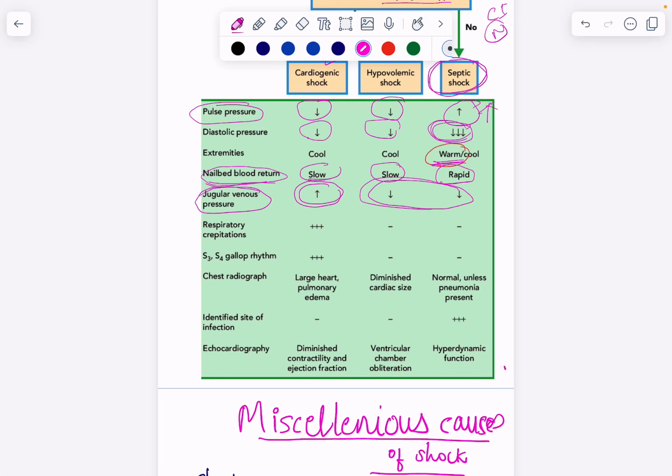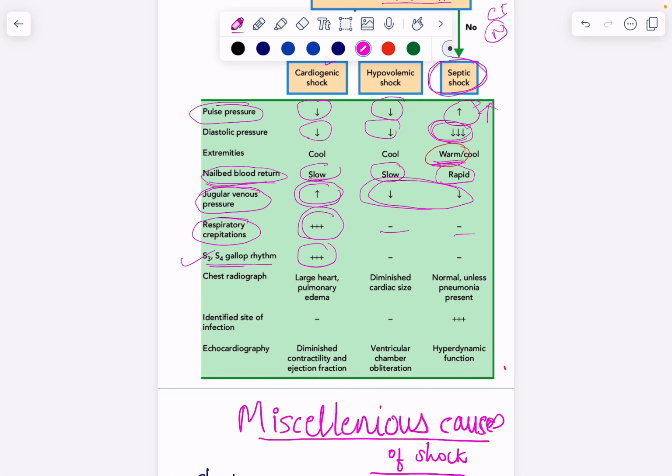If you check the IVC, there is a collapsible IVC in hypovolemic shock, and in case of cardiogenic shock, we will see a congested IVC. Respiratory crepitations: in cardiogenic shock there will be pulmonary edema, there will be fluid, so crepitations are usually present, which are not found in hypovolemic shock and septic shock. S3 gallop is a typical feature of cardiogenic shock. Typically in cardiogenic shock there is raised JVP, crepitations and S3 gallop.